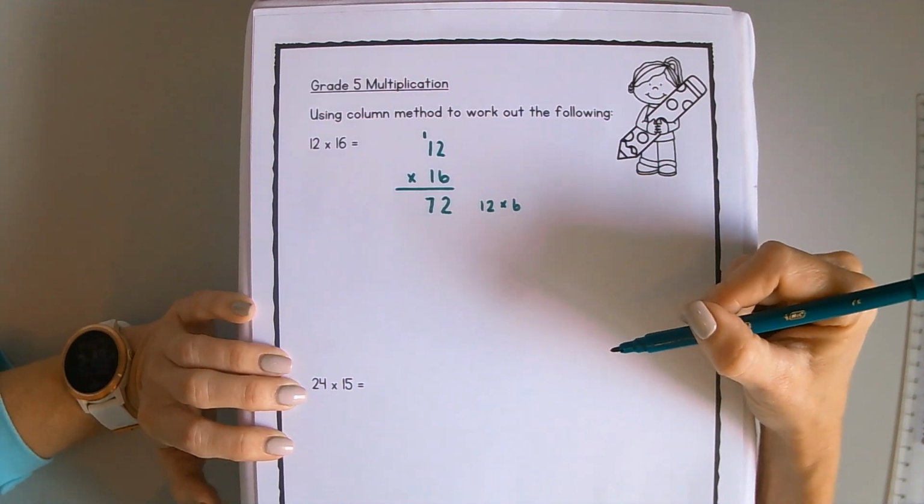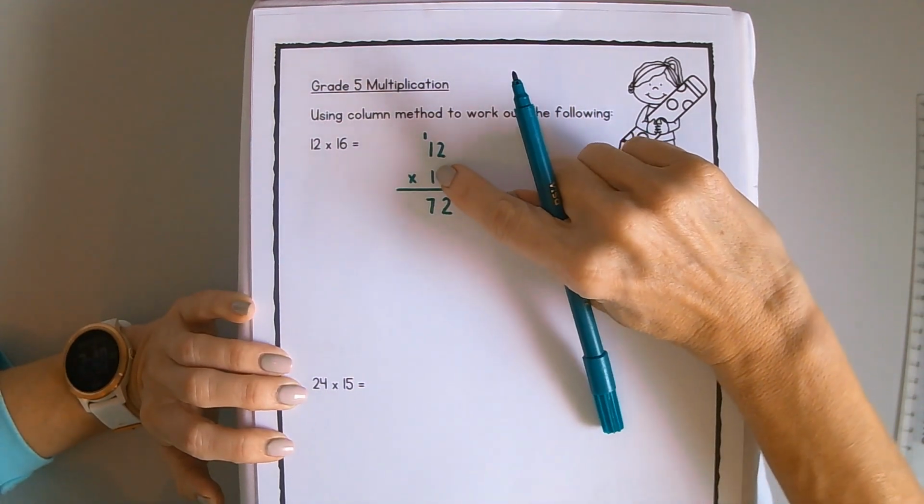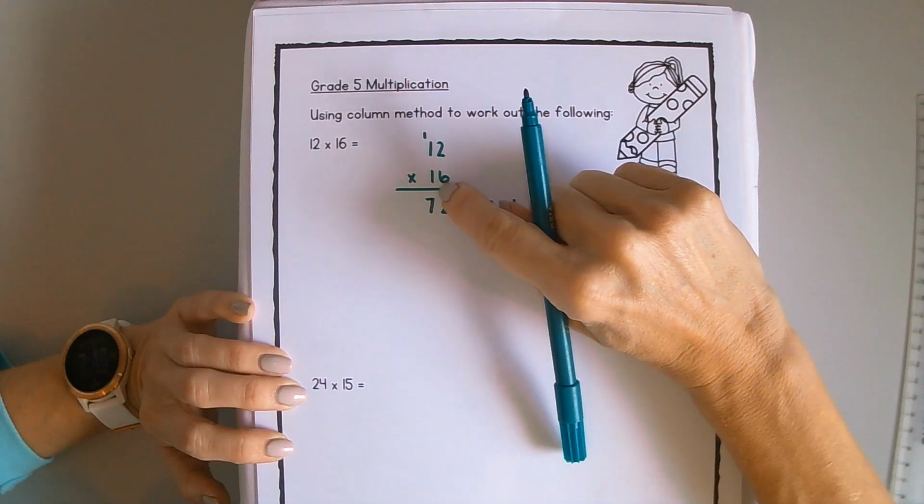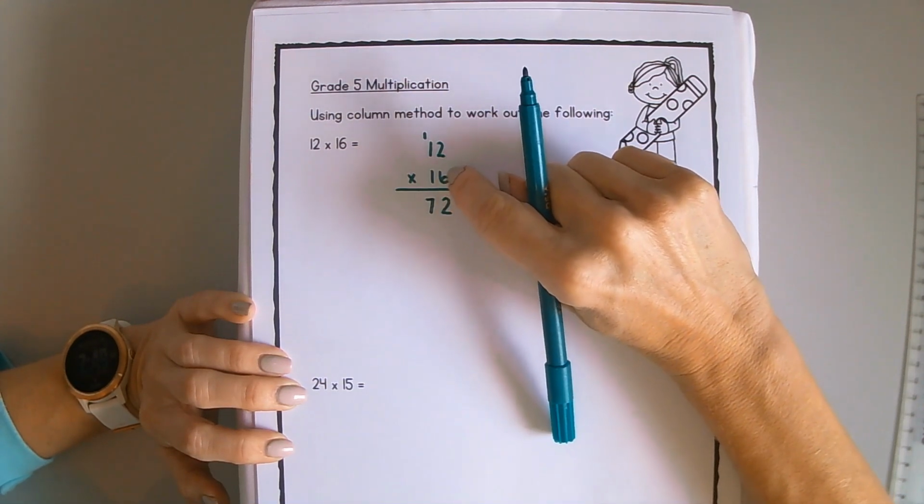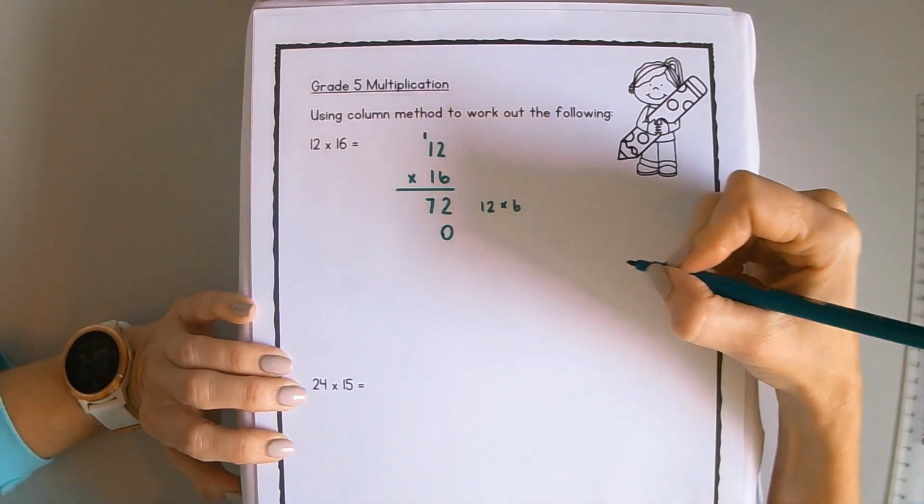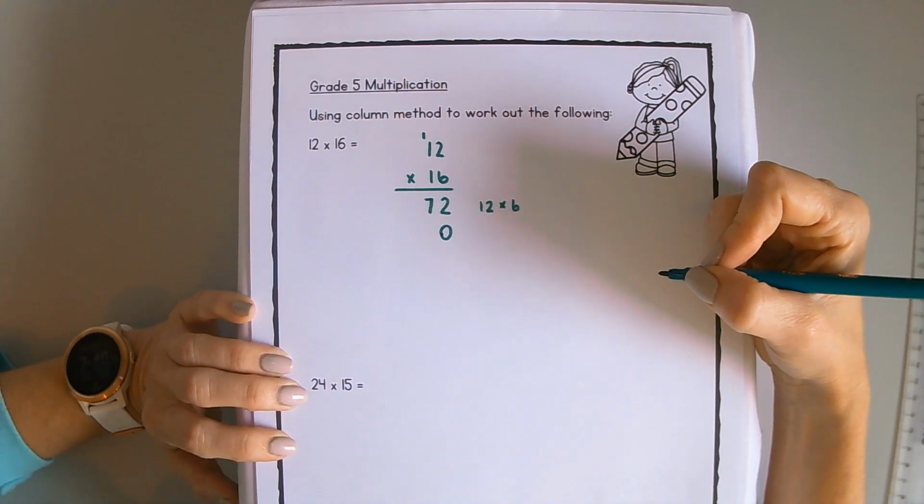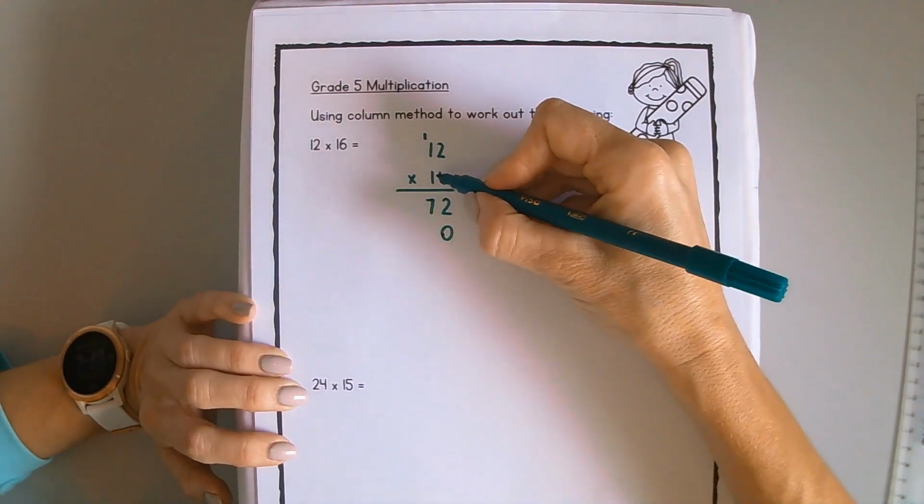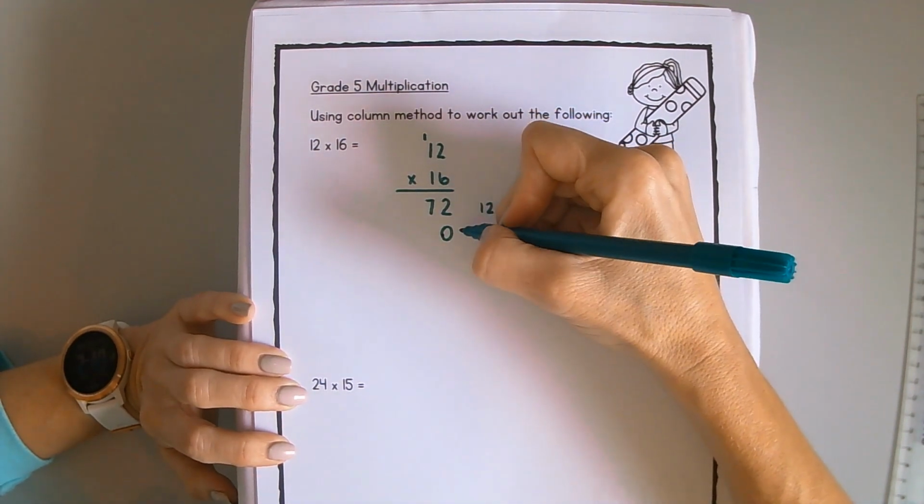Now we're going to go on to the 1. But now this is not just 1. Can you see that it's actually 10? It's in the tens column. So there's a little 0 here that you can't see, and we're going to put that 0 here. We call it the magic 0. That's only because we're timesing by 10. So we're just going to put the 0 here.